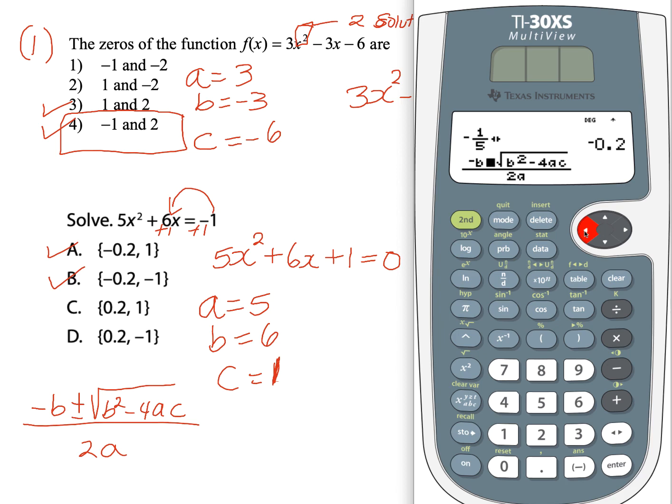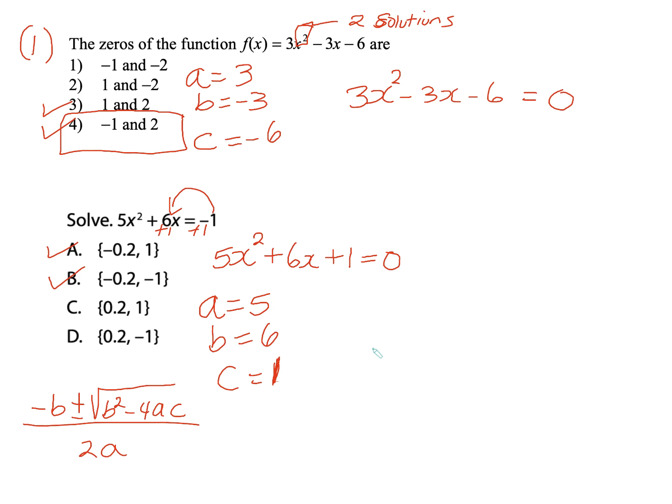And I'm going to change that plus to a minus. And I hit enter. Our two zeros are negative 0.2 and negative 1. Our answer is B. I hope this has been helpful. This is very tedious, so I would suggest that you practice. So you stop the video and you practice. This is high emphasis, so I would suggest that you practice finding the zeros.